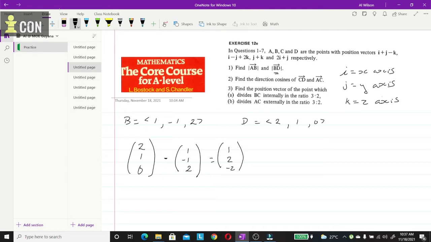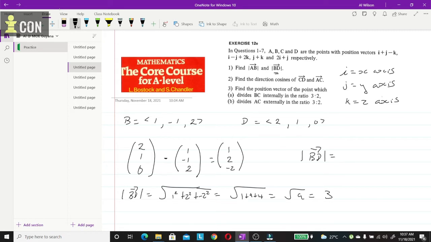As a result, the modulus of BD is going to be equal to the root of 1 squared plus 2 squared plus a minus 2 squared, which is going to be 1 plus 4 plus 4, which is going to give me the root of 9, which is going to be 3. As a result, the modulus of BD is 3.